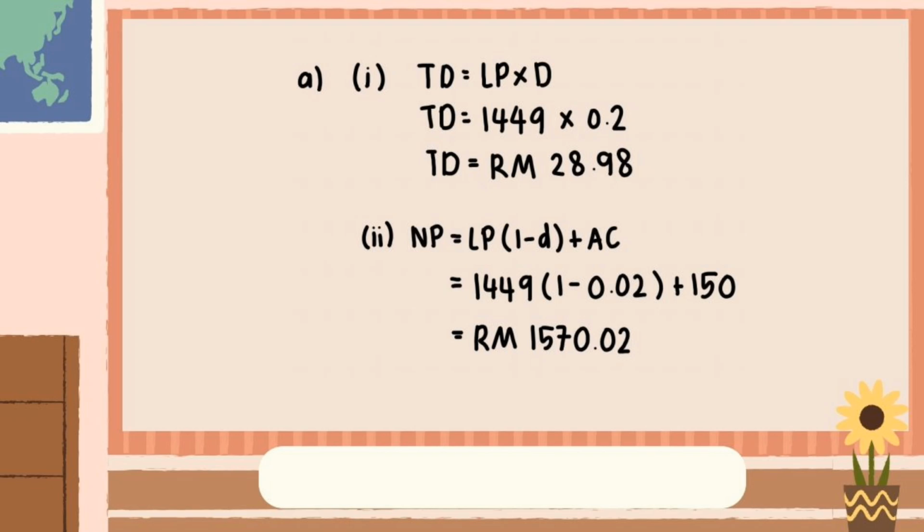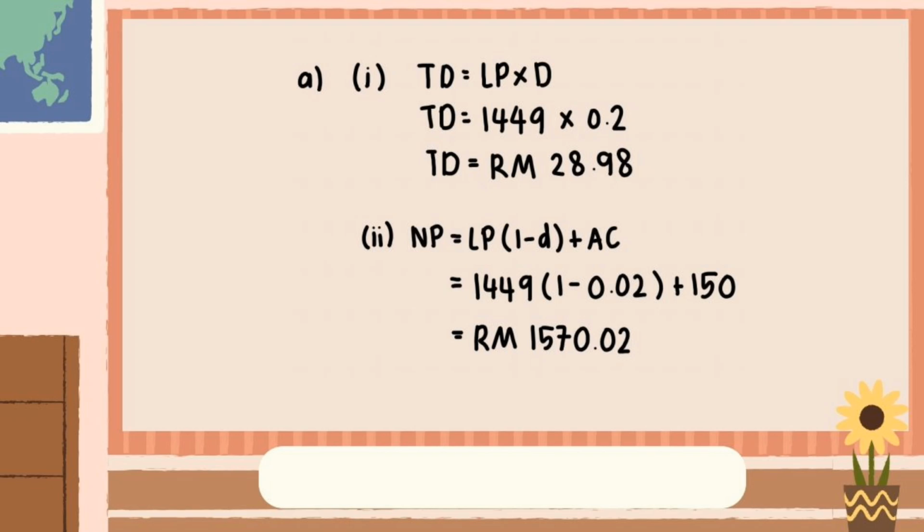For the first one, we need to find the trade discount amount using the formula TD, trade discount, equals LP, list price, times discount D. So we put the list price, that is 1,449, times 2% discount, which we change to 0.02. So the answer for TD, trade discount, is 28 ringgit 98 sen.